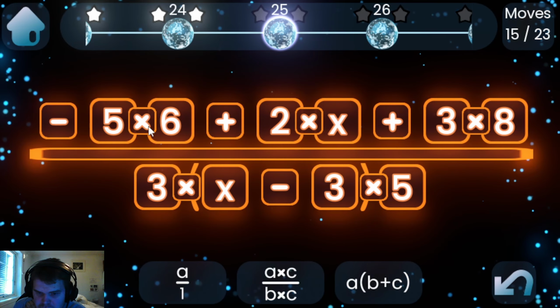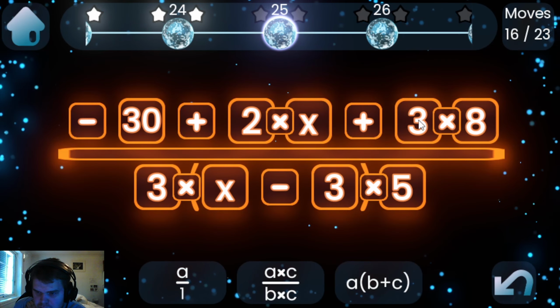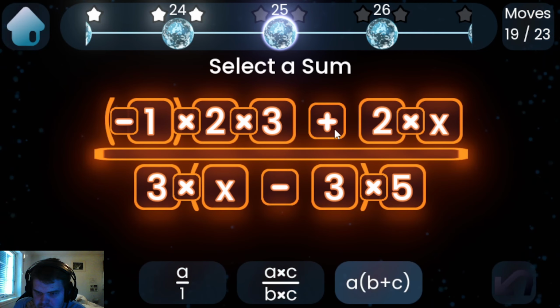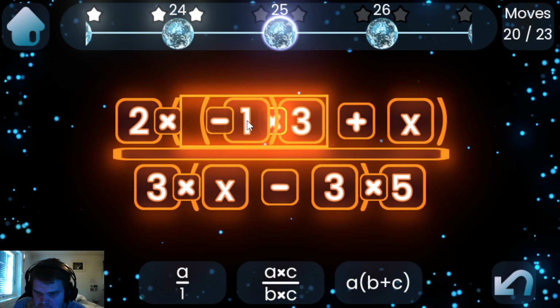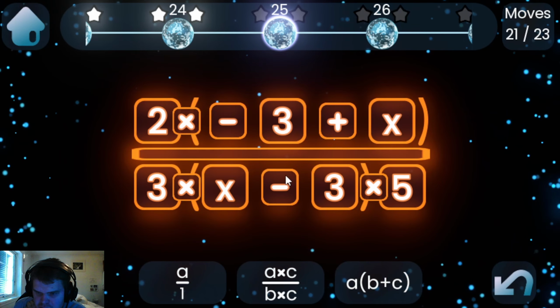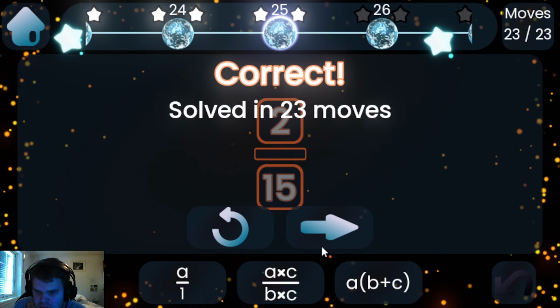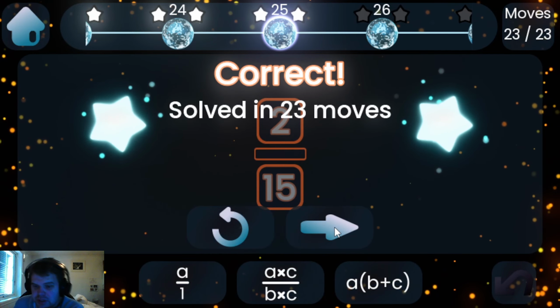20 minus 18 is 2. 30 plus 24, 6. Okay, so we can factorize out a 2 here. So x minus 3. Okay, so we got x minus 3, 3 minus 3 plus x. Bam. Okay, holy crap, what a level. All right, 2 levels left.